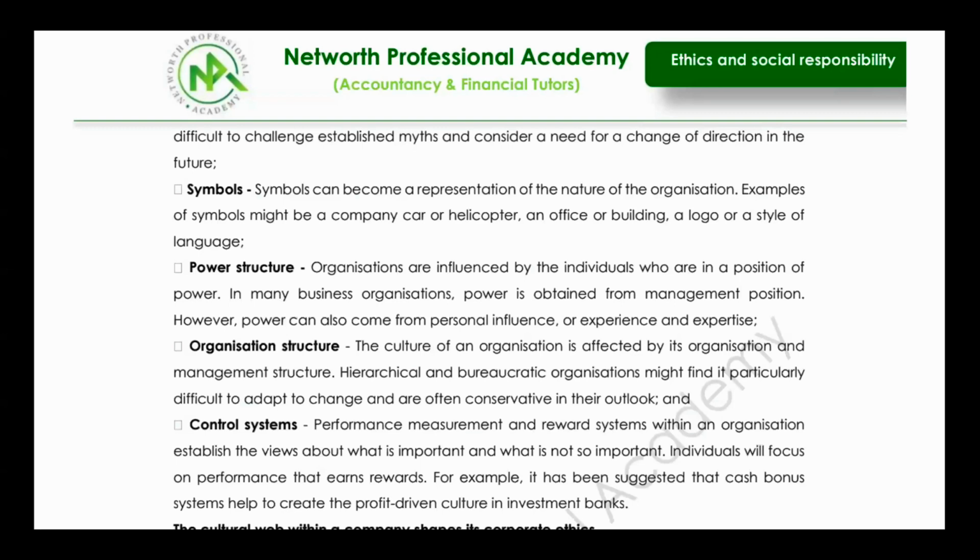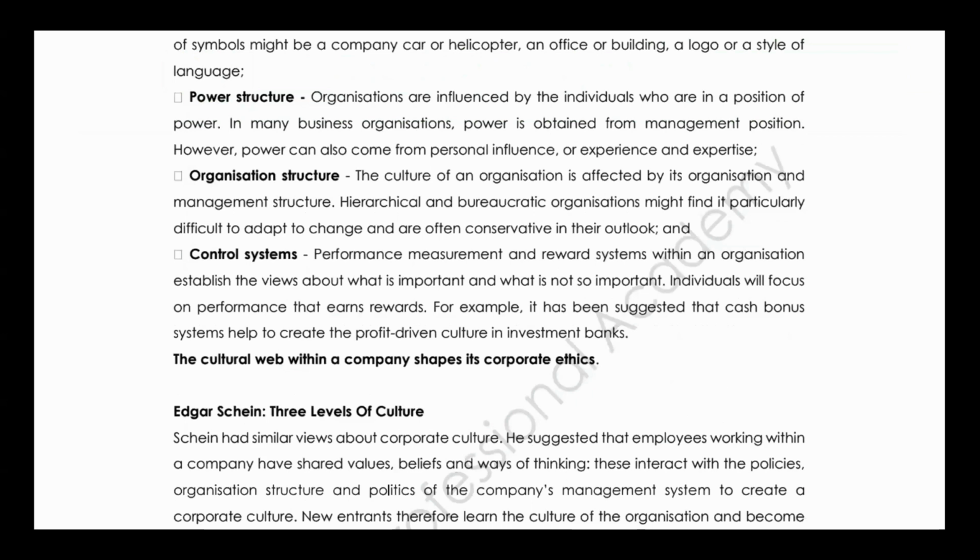And last but not the least, there are control systems in place, you know, performance measurement and reward systems. Especially in banking, there are control systems in place. You know that if you meet up with your target, it means that your bonus will be bumper at the end of the year. Do you get it?